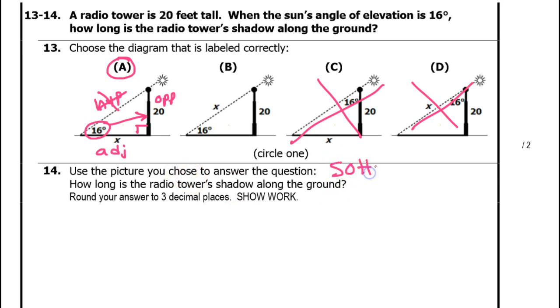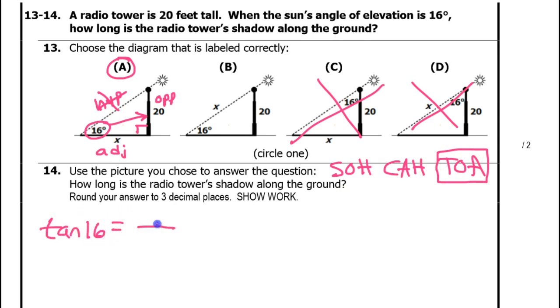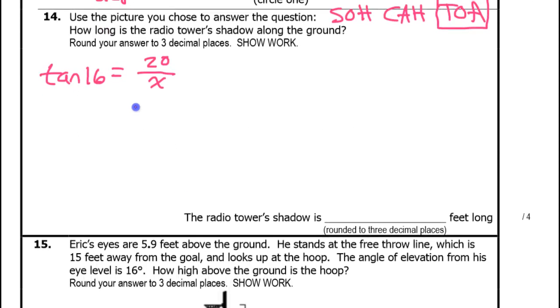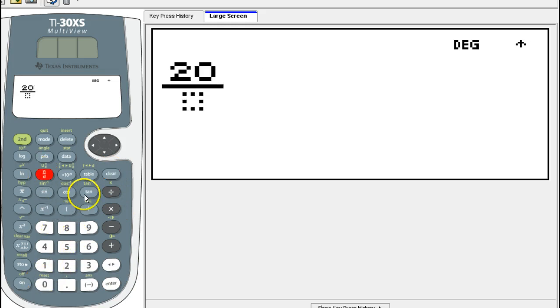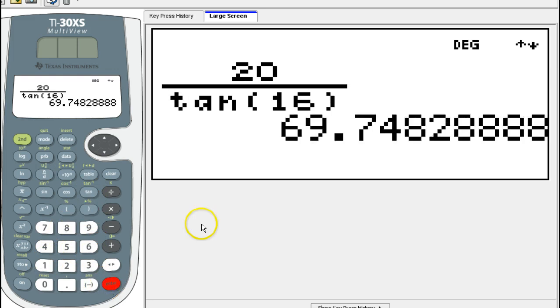So if I think to myself, SOHCAHTOA. Adjacent and opposite. All right, that is the tangent function, involves opposite and adjacent. So that's why I'm going to write tangent 16 is equal to 20 over x, opposite over adjacent. When the variable is in the denominator, that's when you swap these. So that will give us x is equal to 20 over tangent 16. 69.748.